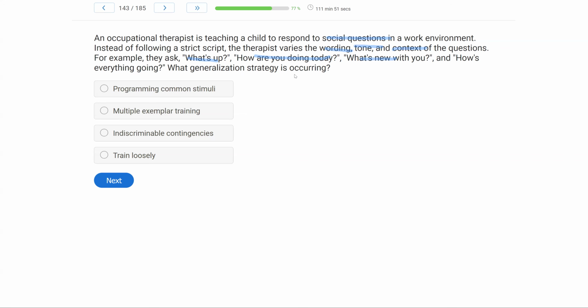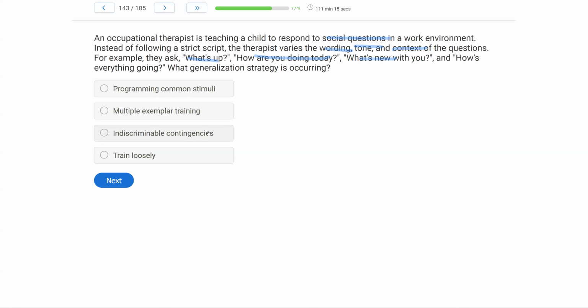Well, since we aren't explicitly saying that these phrases are exclusive or part of this work environment, and instead the therapist is just trying to teach all kinds of different variations of what the child needs to learn, we are multiple exemplar training: different stimuli, different phrases. In this case, you might use different people. We're just trying to train as many possible responses and stimuli as possible. Programming common stimuli is when it's specific to that environment.